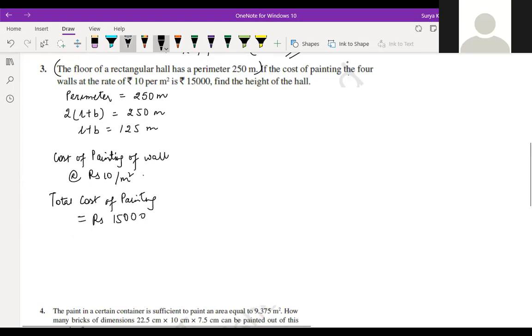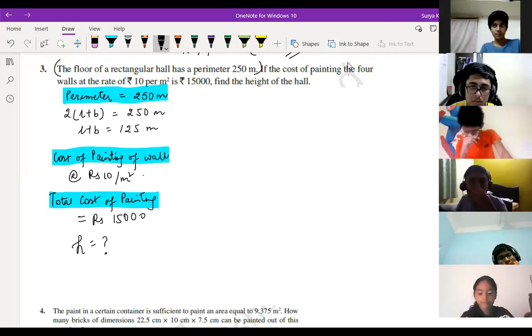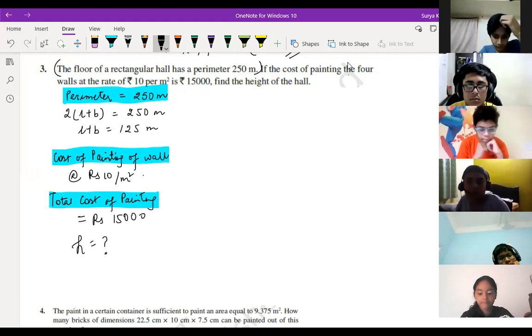So 3 things are given to us. First one is perimeter. Second is cost of the painting of wall at the rate of rupees 10 per meter square, and total cost of painting. So 3 things are given in the question. So we have to find height of the wall. So cost of painting is related to what? Surface area or volume? Surface area. Surface area only. And that is nothing but lateral surface area, right, children?